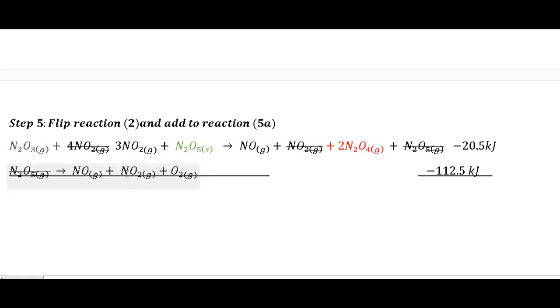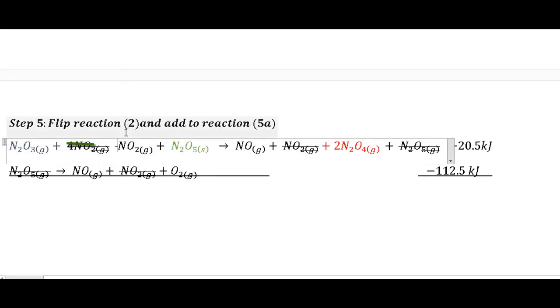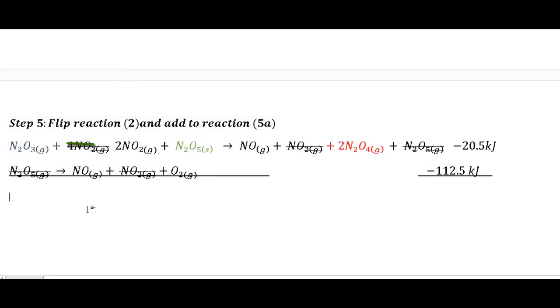So I can do another cancellation. One of the product NO2s will cancel out with one of the reactant NO2s as I add them, leaving me with 2 NO2s left on the reactant side. So let's clean up a little bit of this mess. I'm going to have N2O3 gas plus 2NO2 plus N2O5 solid goes to NO plus another NO, giving 2 NOs, plus O2 gas plus 2 N2O4 gas.